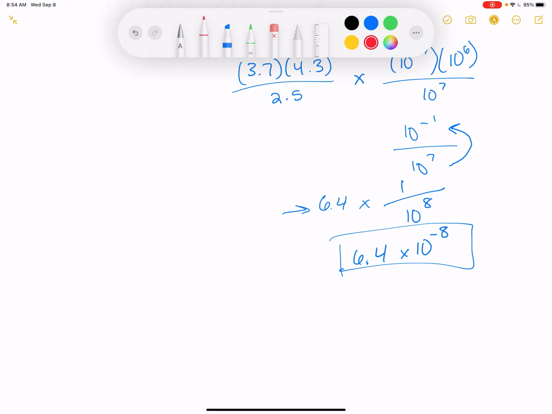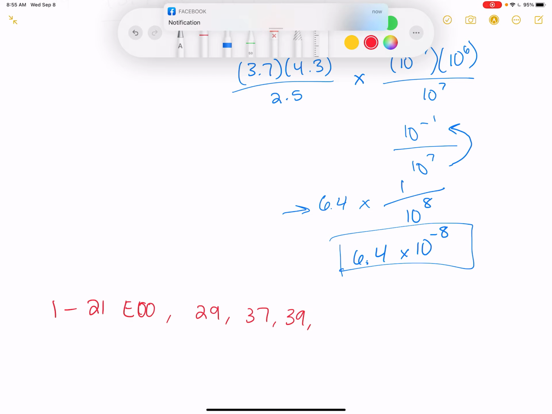That was really weird. I'll tell you what problems I would have assigned, and then you can look at them if you want. If you don't, and you're like, I know what I'm doing, totally fine too. For this one section only. So I would have assigned 1 through 21, every other odd, 29, 37, 39, and then technically day 2, I would have assigned 47, 51, 57, 61, and 63.